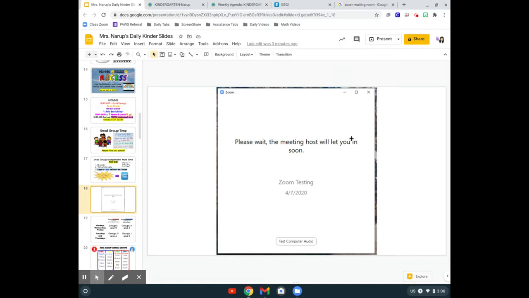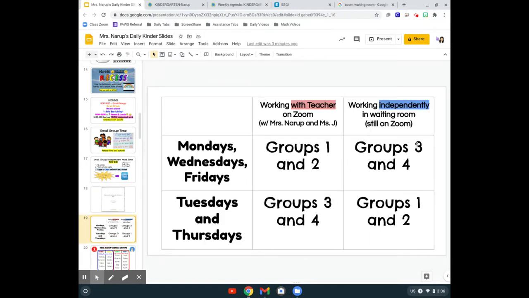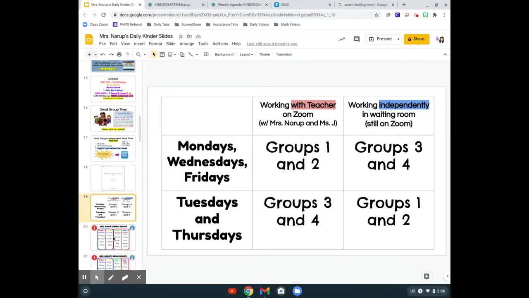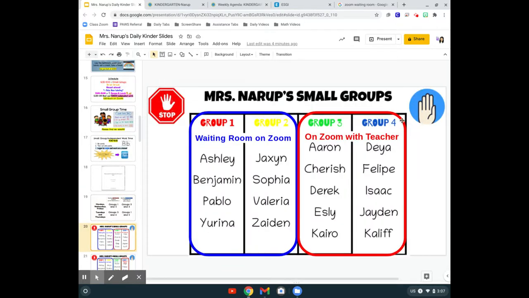They just see a blank screen like this, but they're supposed to keep it open until I let them back in. This way, with this rotation, Tuesdays and Thursdays, groups 3 and 4 will work with me, while groups 1 and 2 work independently on their own. So hopefully that helps put it together. So this would be Tuesday. I would be working with 3 and 4.